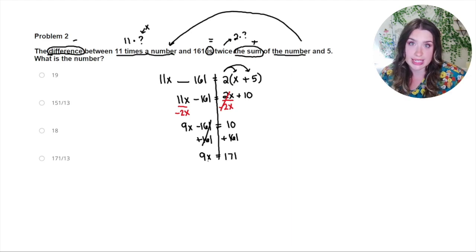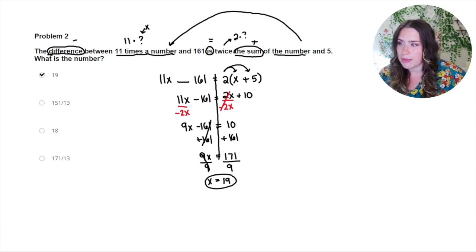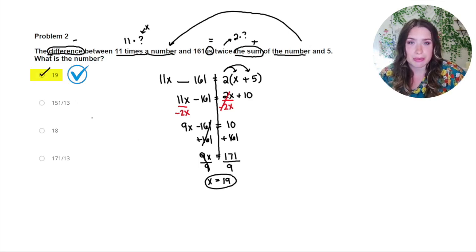Now we need to get rid of this 9. This means 9 times x, so we're going to undo multiplication with division. Hopefully you were using your calculator the whole time, but if not, definitely use it now. 171 divided by 9 in the calculator, you get the solution x is equal to 19, which is right here, making that the correct answer to this problem.